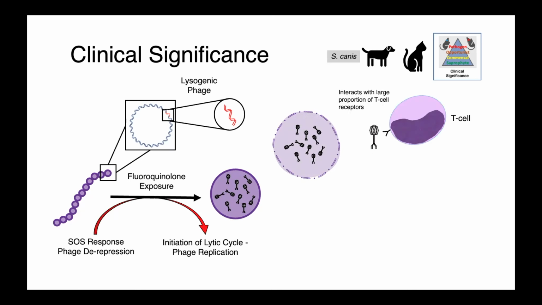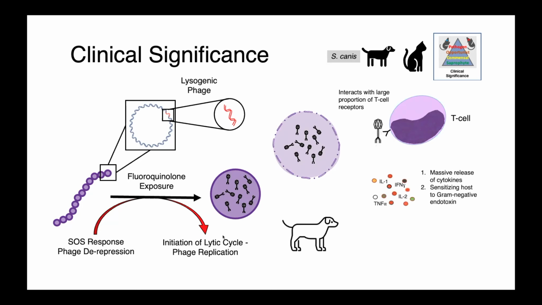Now, this phage is able to act as a superantigen, so it interacts with a large proportion of T cell receptors in the host. When we have all those T cells stimulated, we get a massive release of cytokines. This sensitizes the animal to gram-negative endotoxin. We get complement activation, coagulant activation, capillary leakage, hypotension, shock, and ultimately death. So this is a very serious potential outcome, and a great reason to avoid the fluoroquinolones if ever you suspect a patient having a strep canis infection.